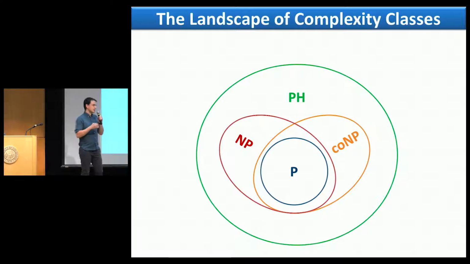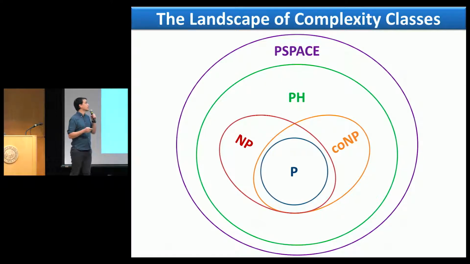Okay, so basically, this is an infinite hierarchy of classes, one that's specified for each number of quantifiers. And this entire polynomial hierarchy sits inside what we call P-space, things that we can compute in polynomial space.